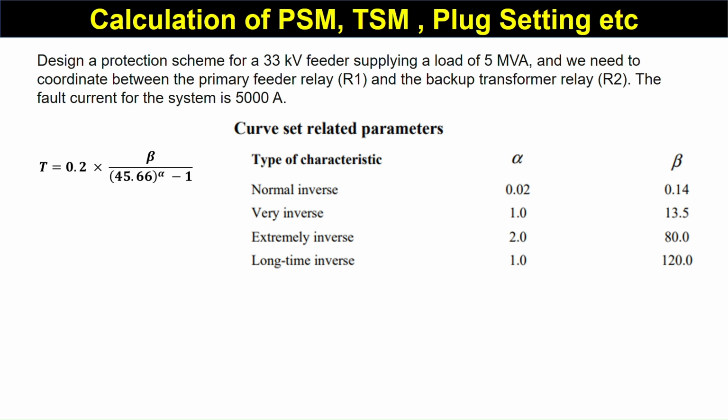Now these are the standard characteristics values of alpha and beta. We are using the standard inverse relay, that is the normal inverse relay, where alpha is 0.02 and beta is 0.14. Putting these values in this equation, we will get the value of T. T is equal to 0.2 into 0.14 divided by 45.66 to the power 0.02 minus 1. It becomes 0.34 seconds.